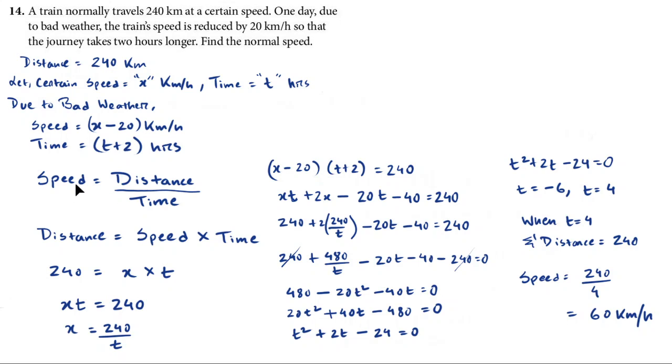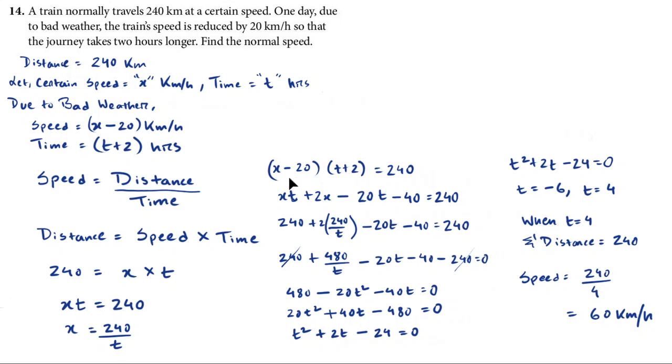We know the equation speed is equal to distance by time. We can also say distance is equal to speed multiplied by time. If the total distance is 240, then the speed is x, multiplied by the time, which is t. So xt is equal to 240, or x is 240 by t.